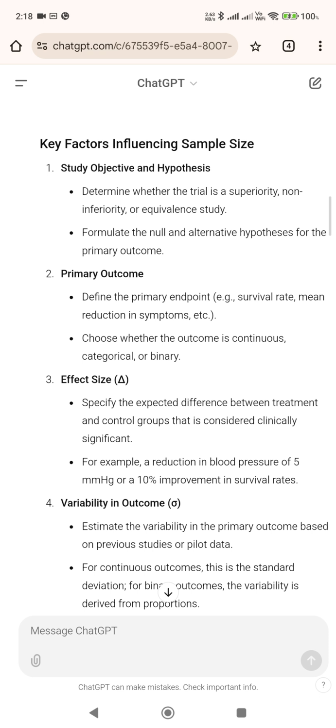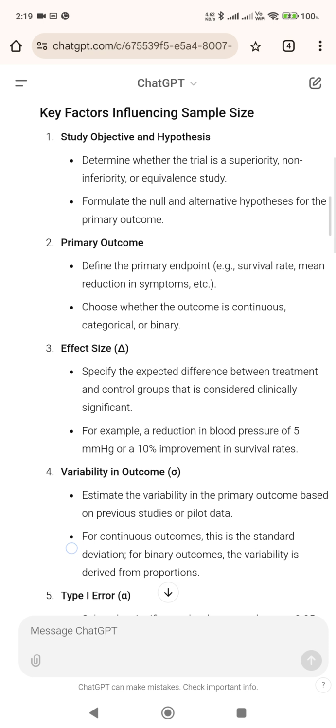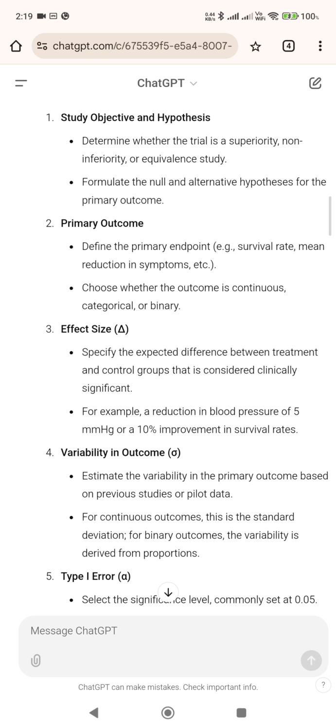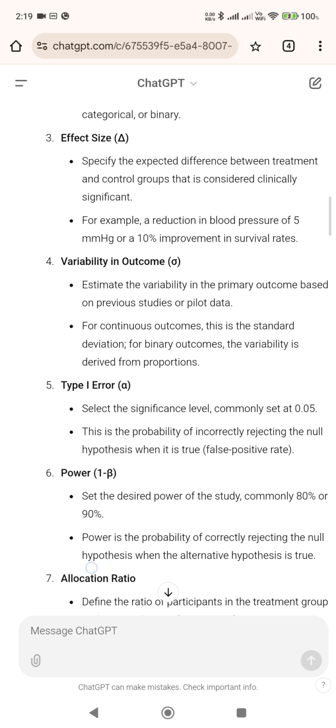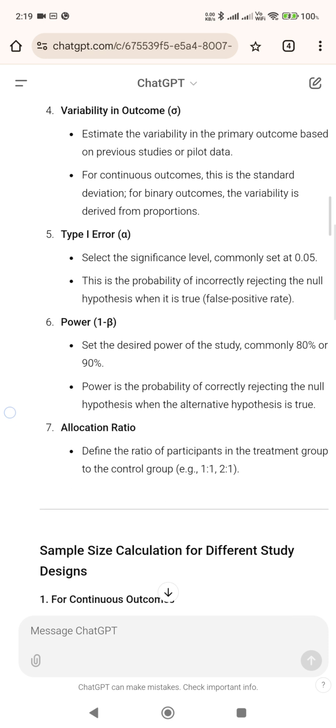3. Effect size, delta. Specify the expected difference between treatment and control groups that is considered clinically significant. For example, a reduction in blood pressure of 5 mmHg or a 10% improvement in survival rates. 4. Variability in outcome, sigma. Estimate the variability in the primary outcome based on previous studies or pilot data. For continuous outcomes, this is the standard deviation. For binary outcomes, the variability is derived from proportions.